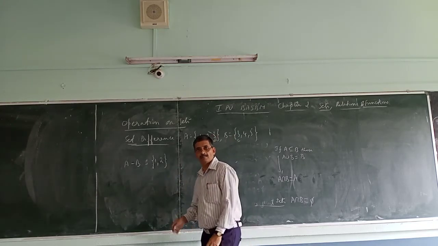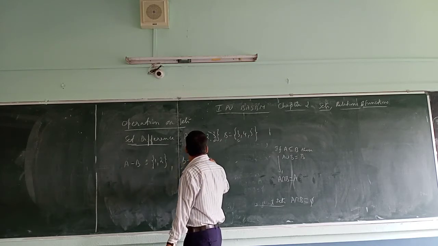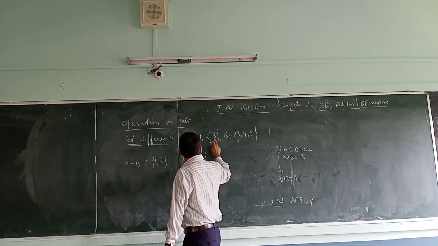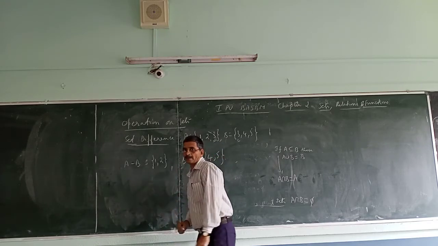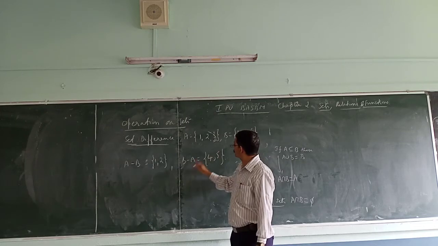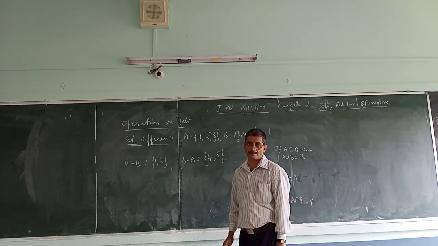Same way, B minus A. What is B minus A? B is 3, 4, 5 here, and A has 3 there. So the common element is 3. So B minus A is 4, 5. Again I am removing the common elements. The common element is 3 only, in this example.